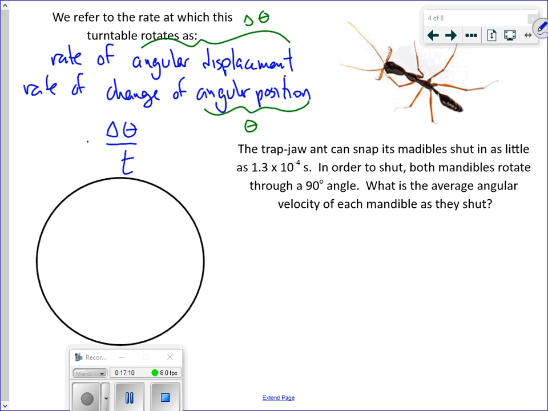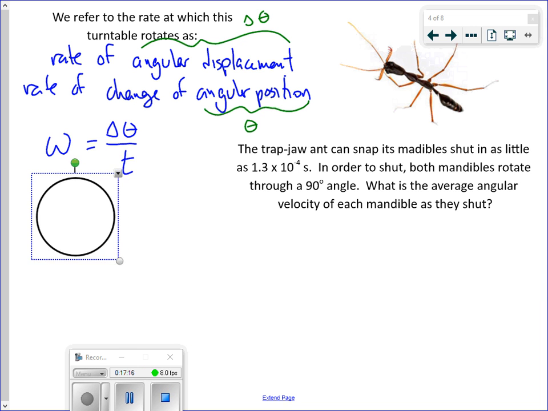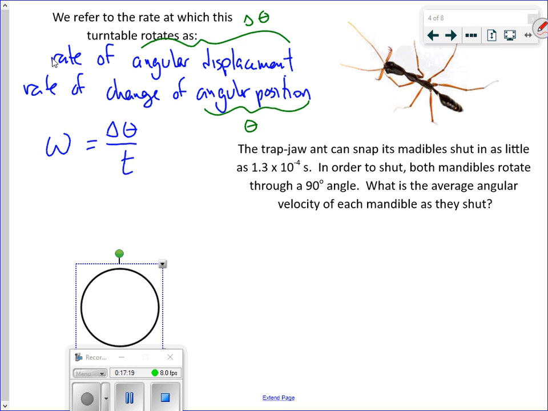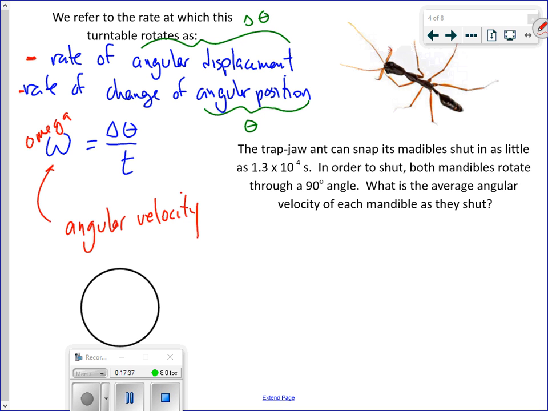We call that omega, and this is called angular velocity, which is the rate of angular displacement, or the rate of change of angular position, same thing. Again, this is called omega. That's a letter omega, and it's defined to be delta theta per unit time.